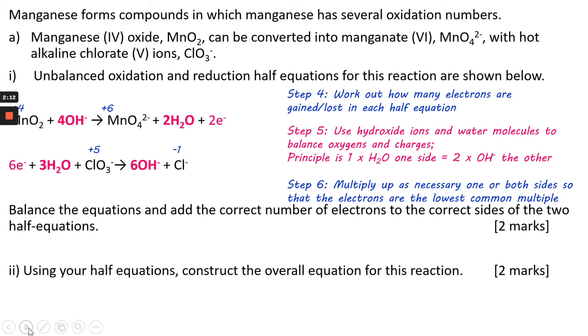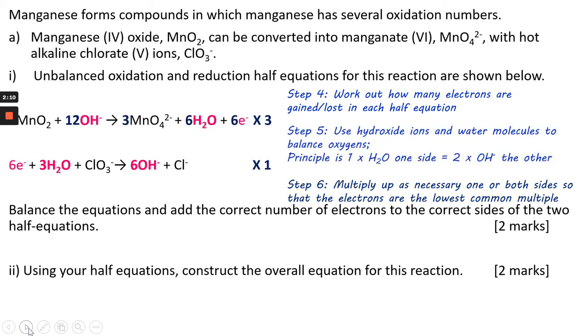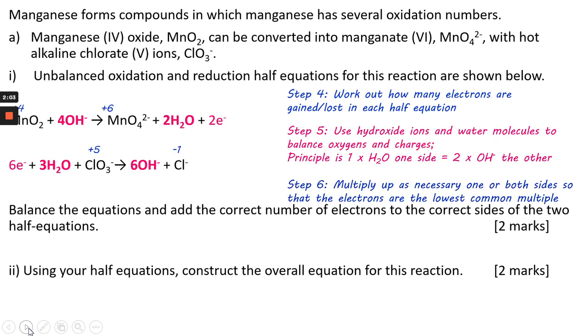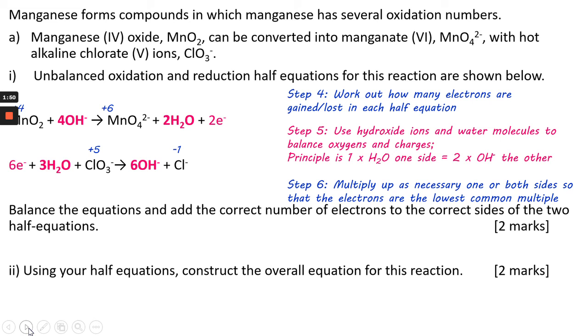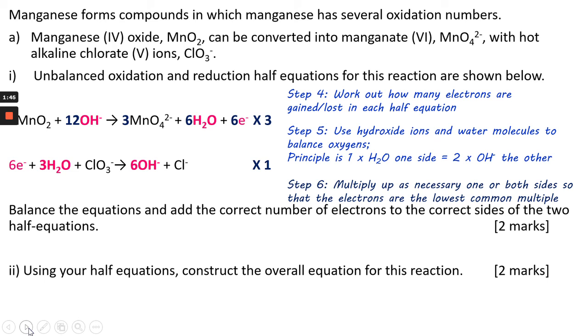So now we need to multiply up as necessary one or both sides. So the lowest common multiple between 2 and 6 is 6, so in other words, you multiply up 3 times. Therefore, the top one gets multiplied 3 times, because remember, it started with 2 electrons being lost. Multiply that whole thing 3 times and you get this. The bottom one gets left alone, so the reduction has 6 electrons to start with, so don't do any multiplying down there, just keep it as it is.